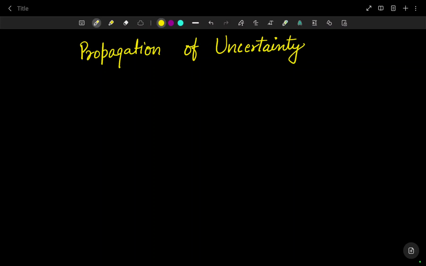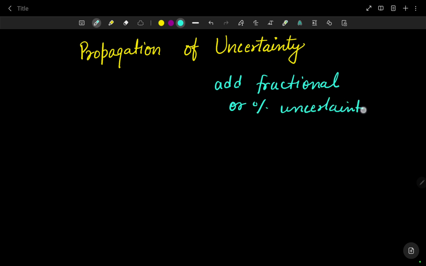How to propagate uncertainty if you are dividing. As we discussed in the last video, for multiplication, we follow the same rule for division also. And the rule says that add fractional or percentage uncertainty. Don't add absolute directly, add fractional or percentage uncertainty. It's the same rule as we use for multiplication, and we use the same for division as well. Let us start with an example.